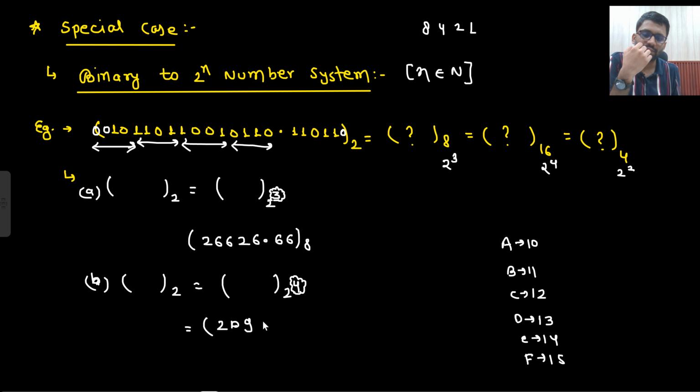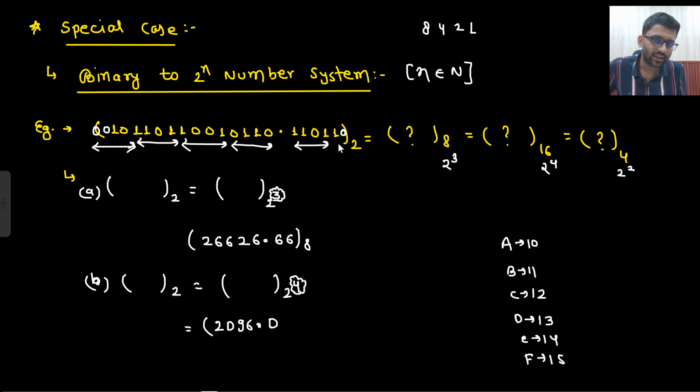0, 1, 1, 0. Yeah, that is 6. Point 2D96 it is. So basically it is 2D96 point. What about this one? 1101. That is 13. So that is D.